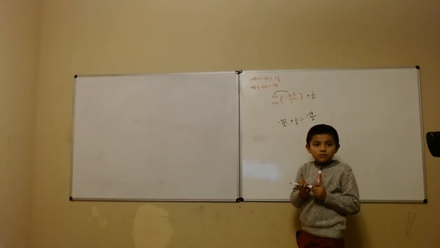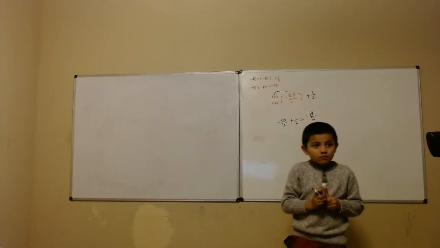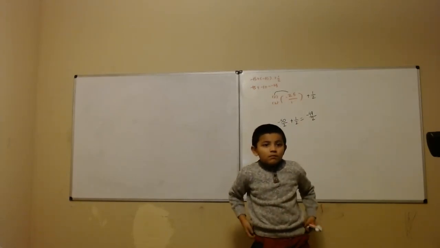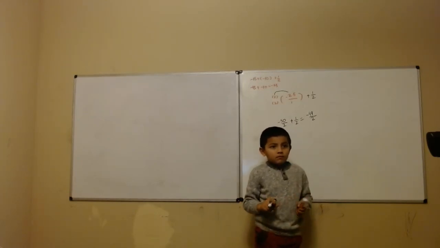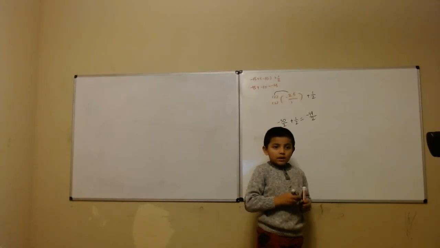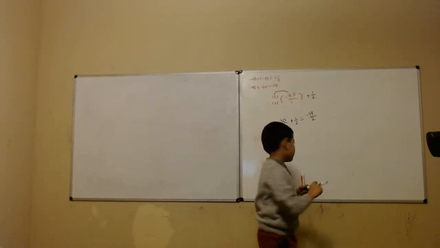Now, let's say somebody doesn't know how to add signed numbers the way that you did it. How can you show somebody a different way? Using a number line. Okay, go ahead and do that.